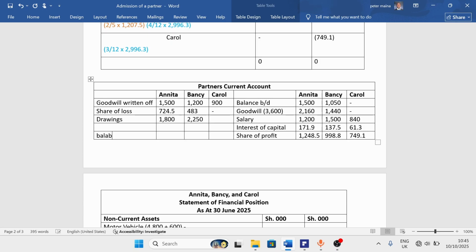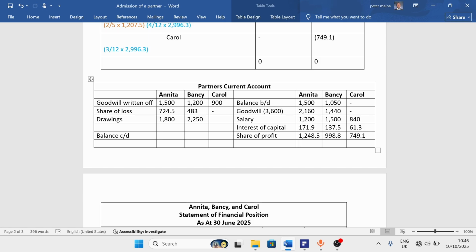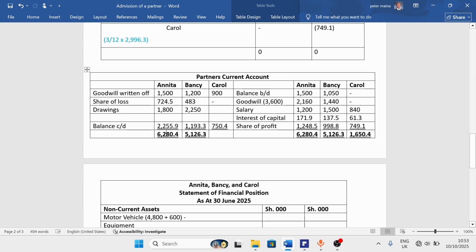Let us now calculate the balance carried down, which will be taken to the statement of financial position. So let us first find the totals on the credit side. After making all the additions, these are the totals we get for current accounts, and these are the balances carried down in the partners' current account. So next, we will proceed with the statement of financial position.